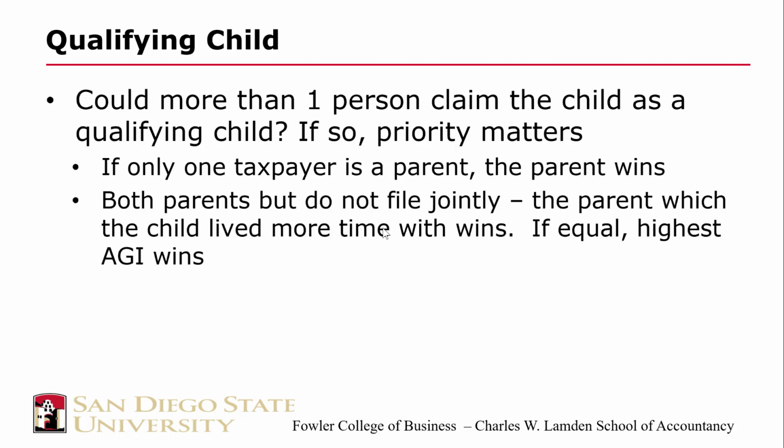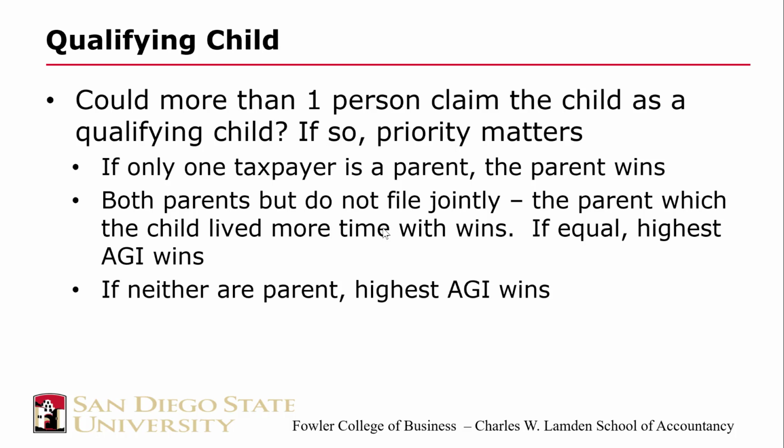If both of them are parents, but they're not filing jointly. So let's imagine a situation where they're filing separately, or they're divorced parents, right? So they're both filing single, for example. The parent with which the child lived more of the time wins. If they spent equal time in each home, then the highest adjusted gross income wins.